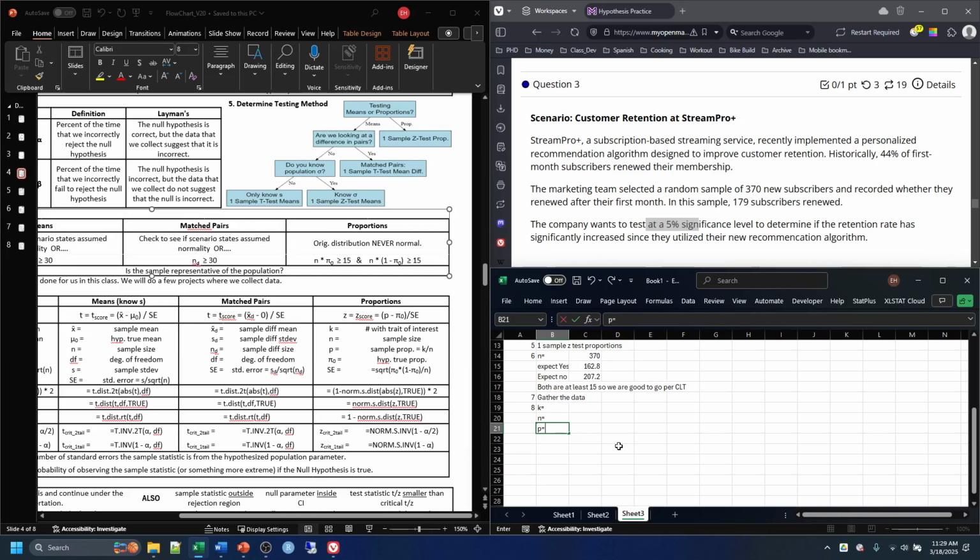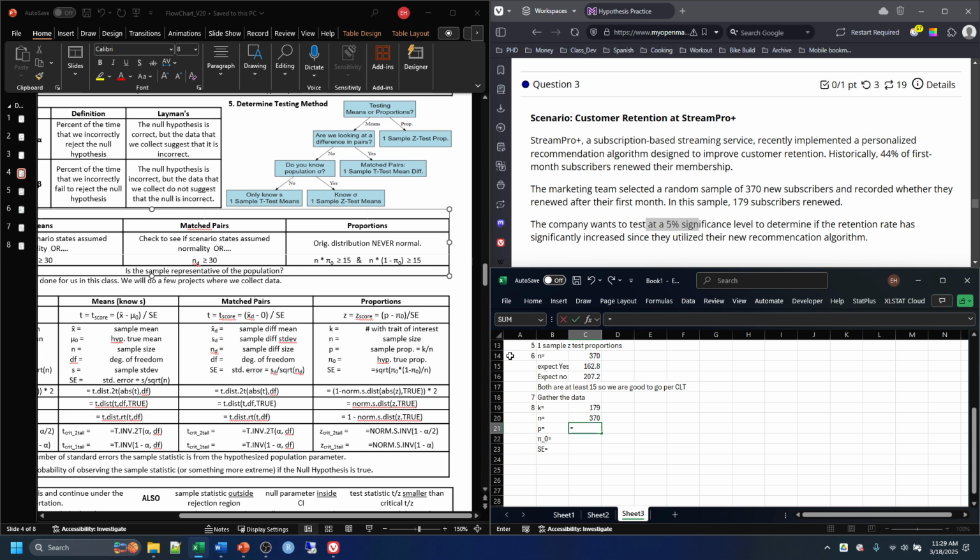We'll do p equals. We'll do pi not equals. And we'll do the standard error equals. Okay, so k equals. How many actually resubscribed? We had 179 out of a total of 370.